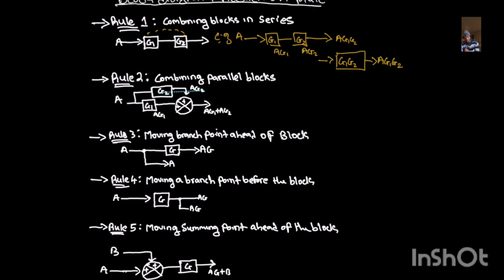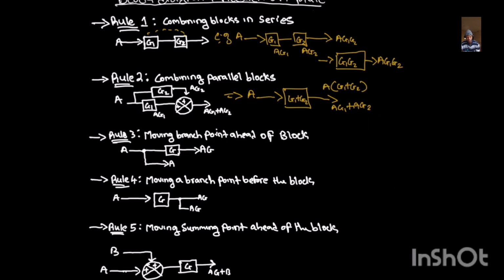The second rule talks about combining parallel blocks. Whenever you hear parallel, it simply means you are going to add the blocks into one block. So we can say A goes into G1 plus G2. Our output will be A times the bracket G1 plus G2, or you can say AG1 plus AG2 is our output.